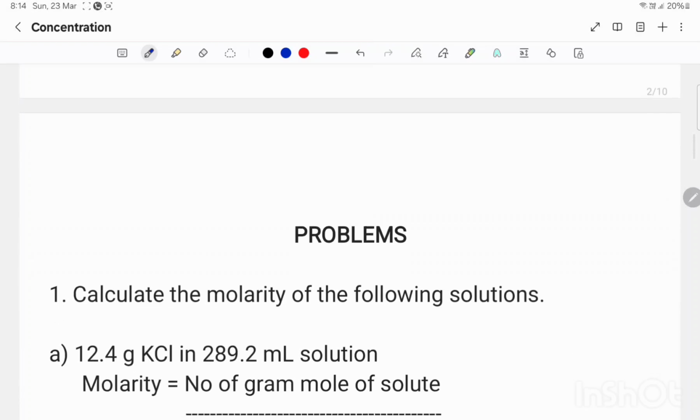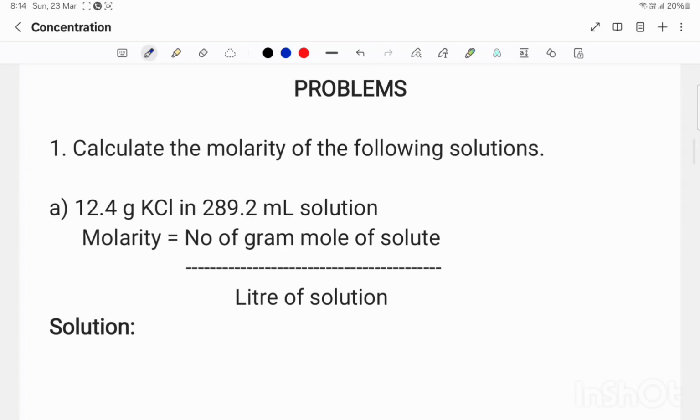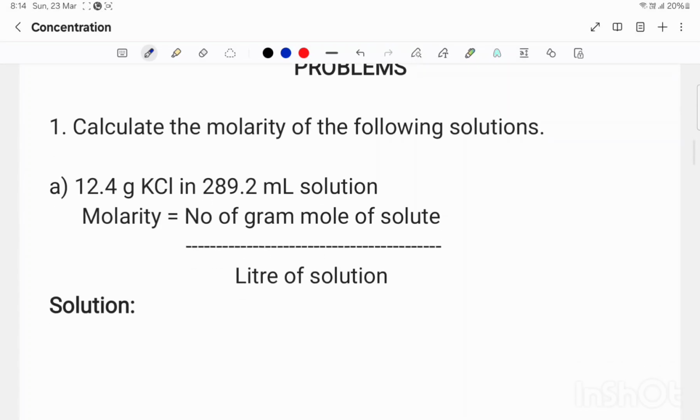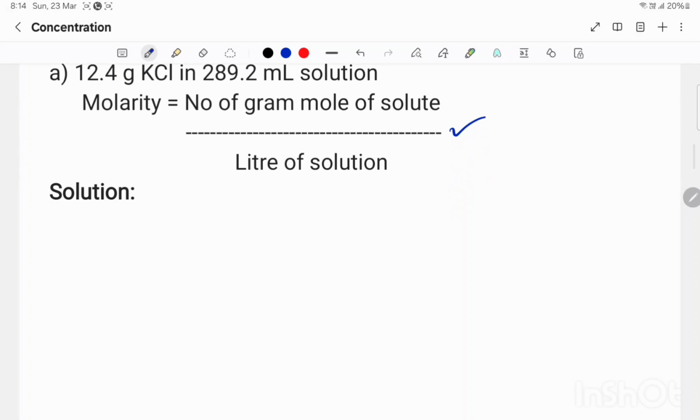Let us solve some simple problems in molarity, normality, and ppm. First problem, calculate the molarity of the following solutions. So the first solution they have given is 12.4 gram KCl in 289.2 milliliter solution. And we know the formula for molarity is number of gram moles of solute by liter of solution. So let us solve this problem.